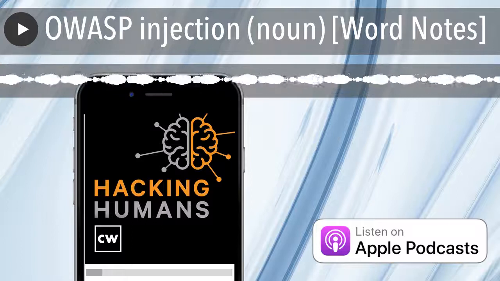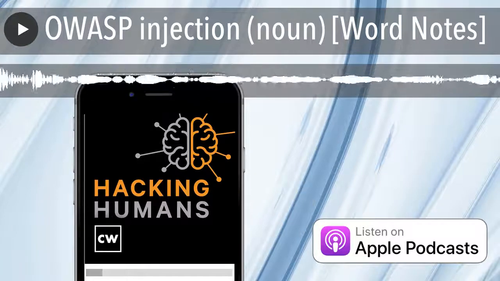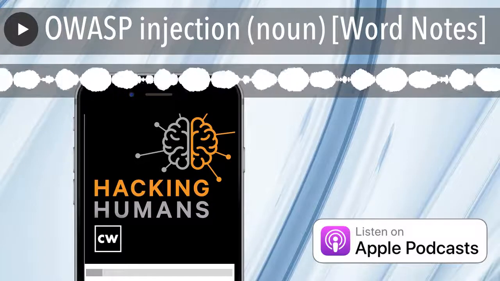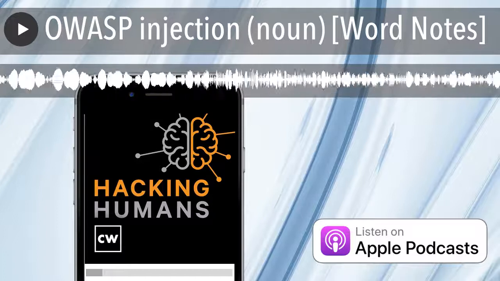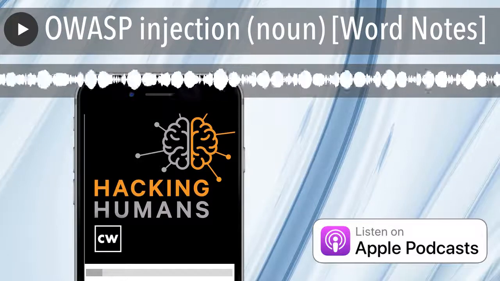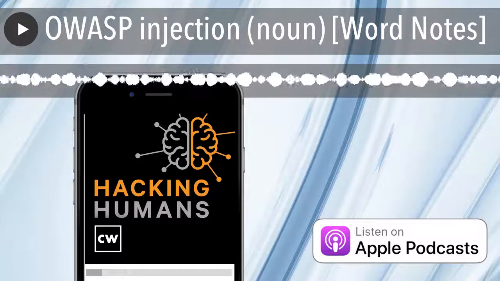Definition: a broad class of attack vectors where an attacker supplies input to an application's command interpreter that results in unanticipated functionality. Example sentence: injection attacks are amongst the oldest and most dangerous hacks aimed at web applications.